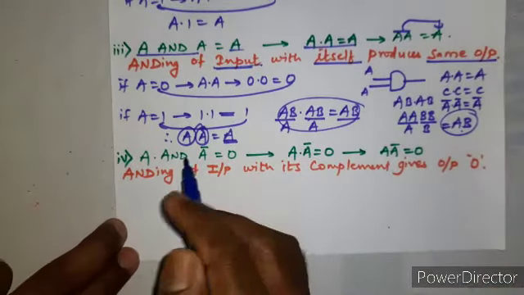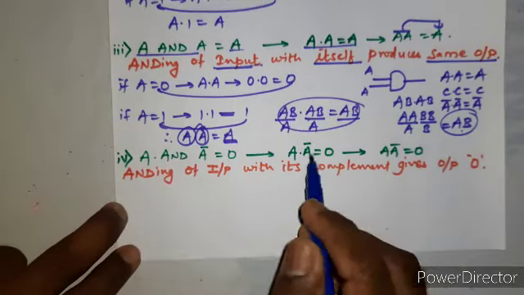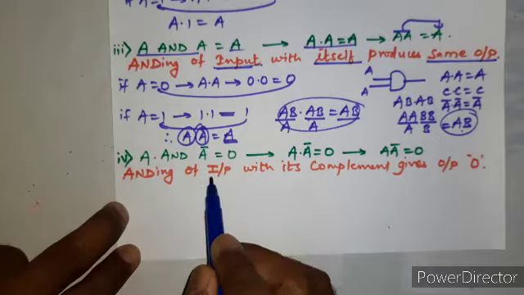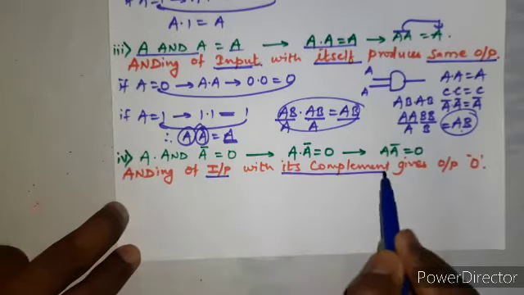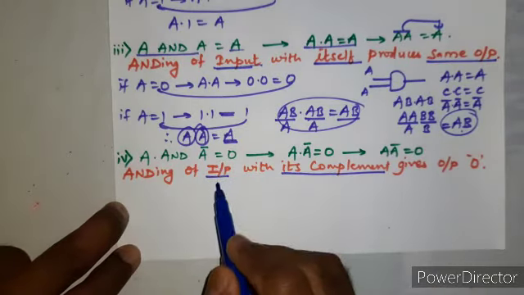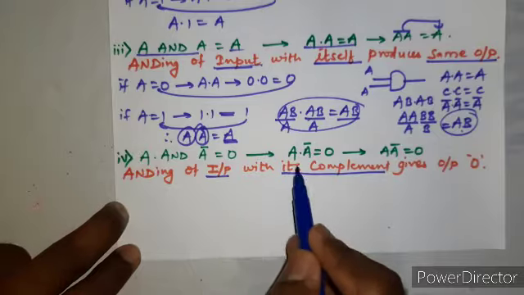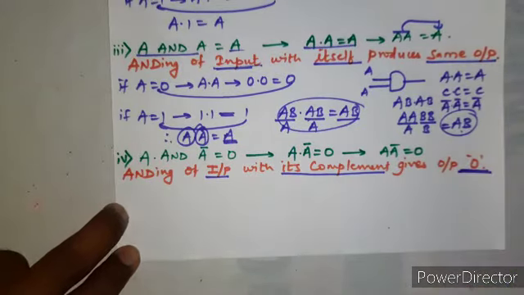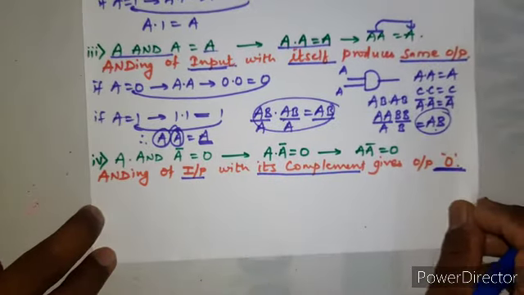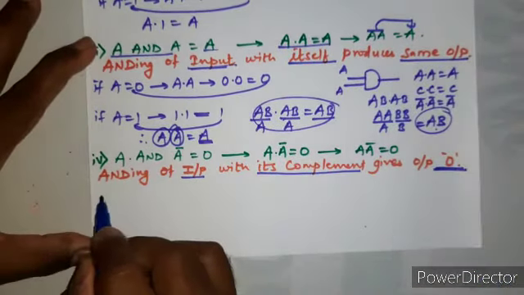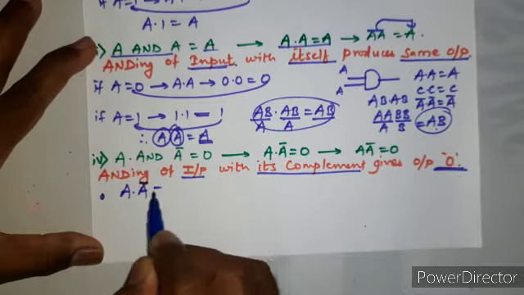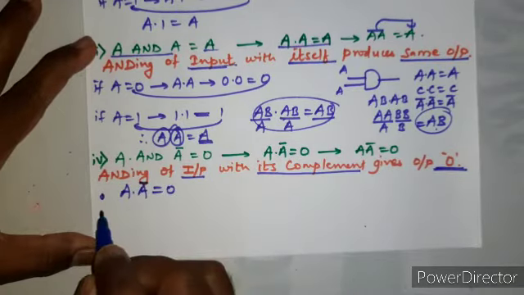Now the fourth rule is very important again. Here it says that ANDing of an input with its complement. Here we are taking some input and ANDing that with its complement will always give you 0. Interesting it is. Let's see. Here we have A dot A bar is equal to 0.